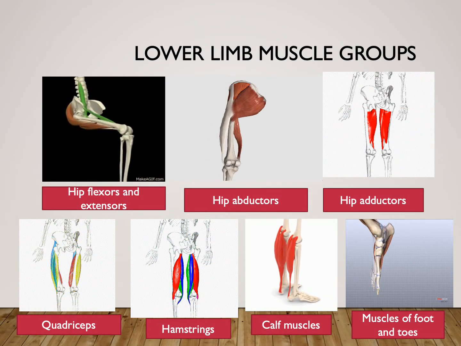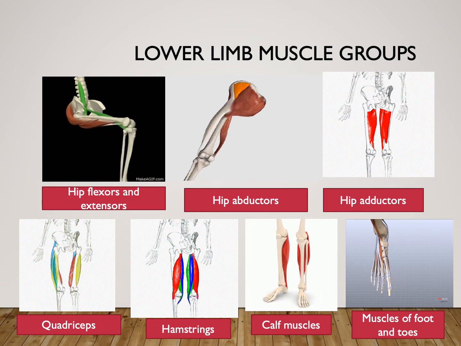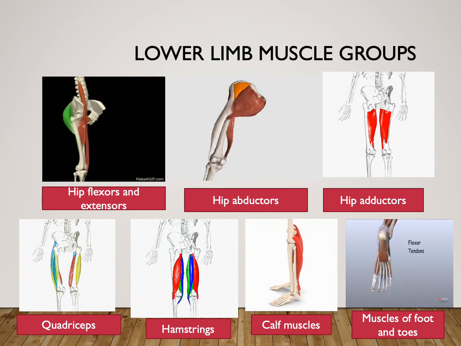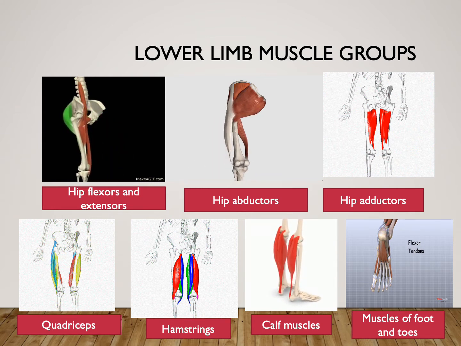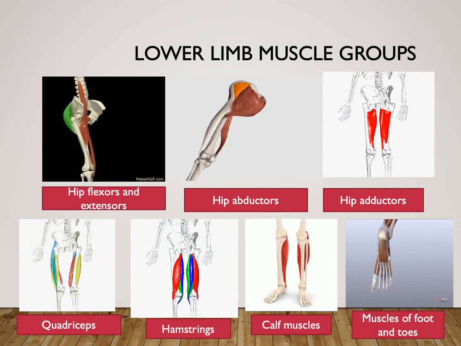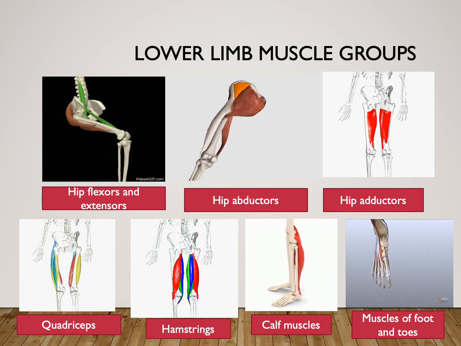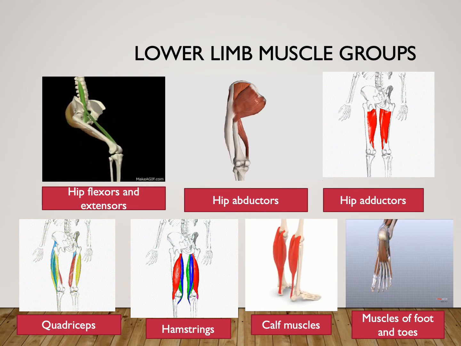In this slide, you can see the pictures of various muscles acting at different joints, like hip flexors and extensors, which cause flexion and extension of the hip. Hip abductors, which move the hip away from your body. Hip adductors, which pull the hip or the lower limb towards your body.